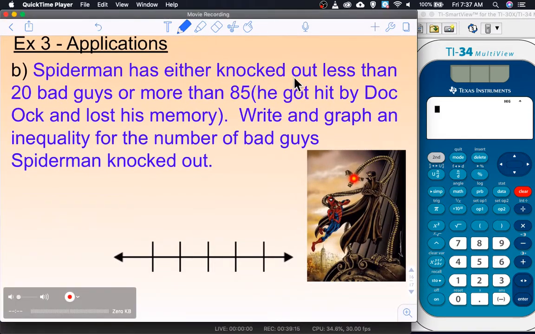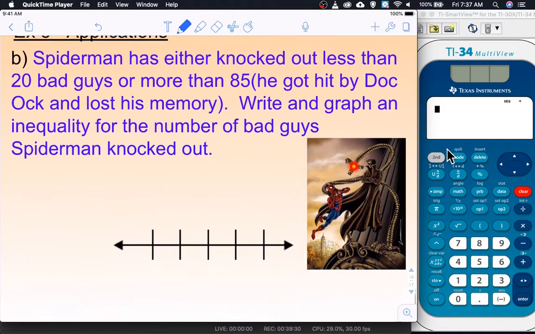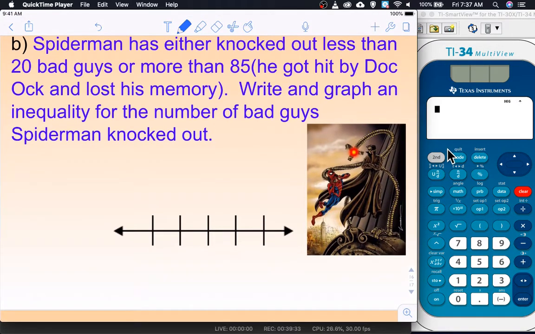Spider-Man has either knocked out less than 20 bad guys or more than 85. He got hit on the head by Dr. Octopus and lost his memory. So write and graph an inequality for the number of bad guys Spider-Man knocked out. Go ahead, this one's for you. Pause the video, do it on your own. When you're ready to continue, hit play, and we'll go through it together.